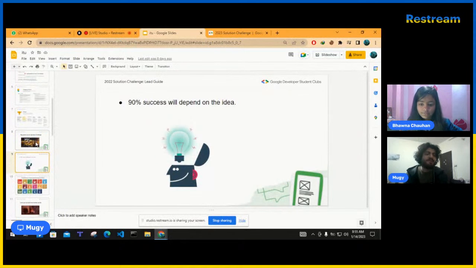And there are multiple ways to find an idea. You can create a survey and spread it among your friends, and you can ask them what kind of problems they are facing in their daily life. You could also go to your local vendors, local shops, local businesses.